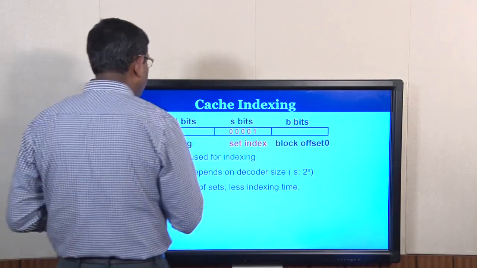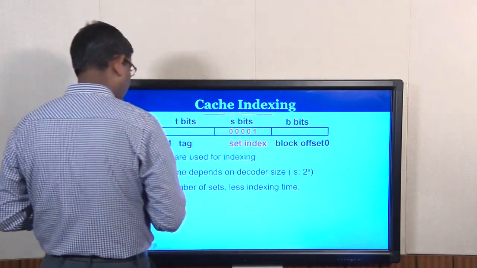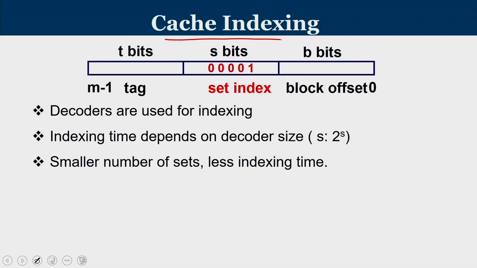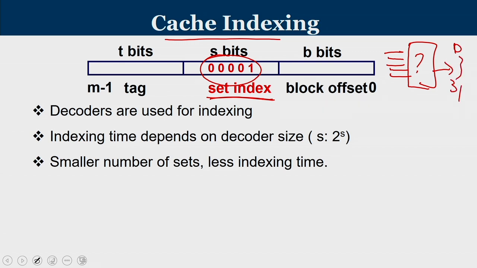So, this cache indexing, let us look at it. In the address, our first duty is to find out the set index, which is a few number of bits. In this case you have 5 bits being passed on to a unit, and they will choose one among the 32 sets. So, it is basically a 5:32 decoder.